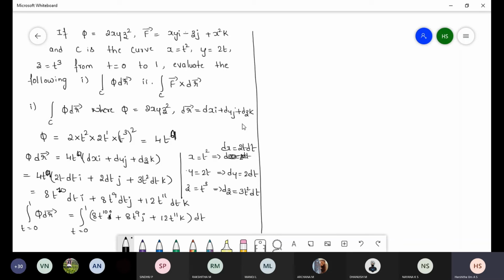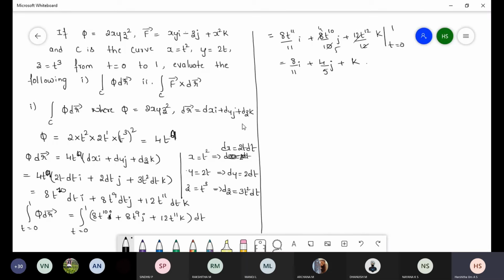Now I will write the integration: 8 t power 11 divided by 11 I plus 8 t power 10 divided by 10 j plus 12 t power 12 divided by 12 k. So 8 by 11 I plus 4 by 5 j plus, upper limit means 1 into k. This is the first one.